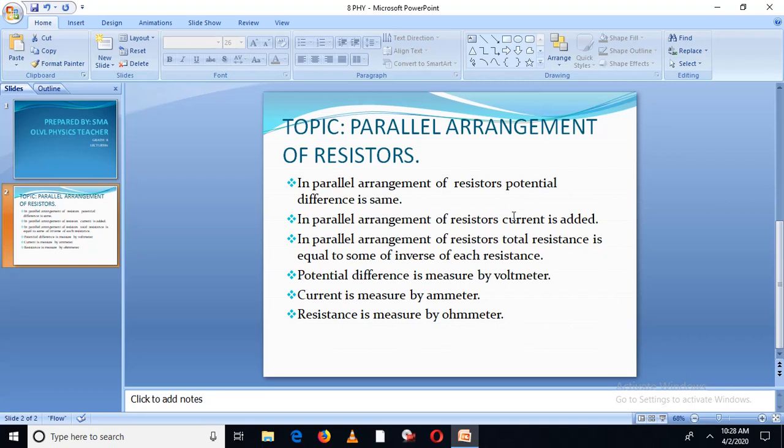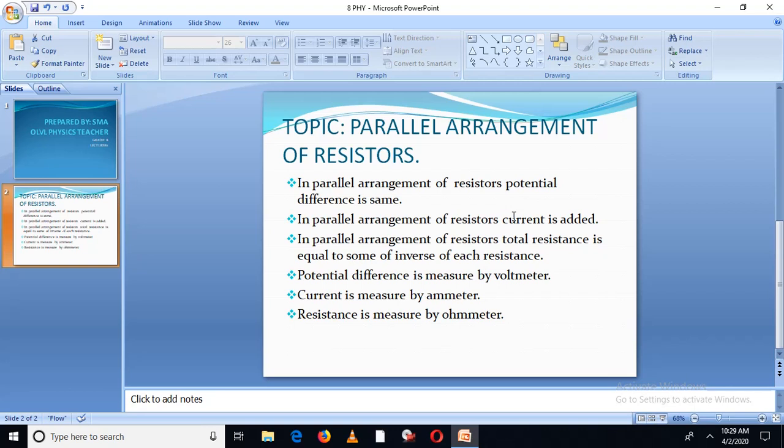Second last bullet point is that current is measured by ammeter. Ammeter is an electrical instrument that is used to measure the current. If we have to find out the electric current that is passing through the resistor, we have to attach the ammeter in series with the resistors.